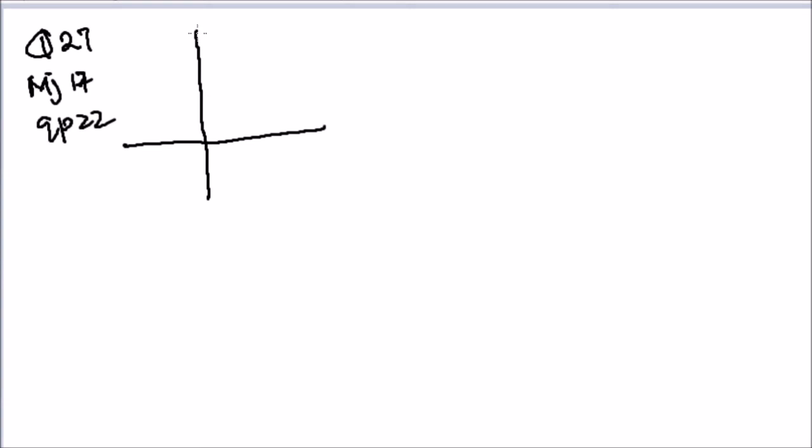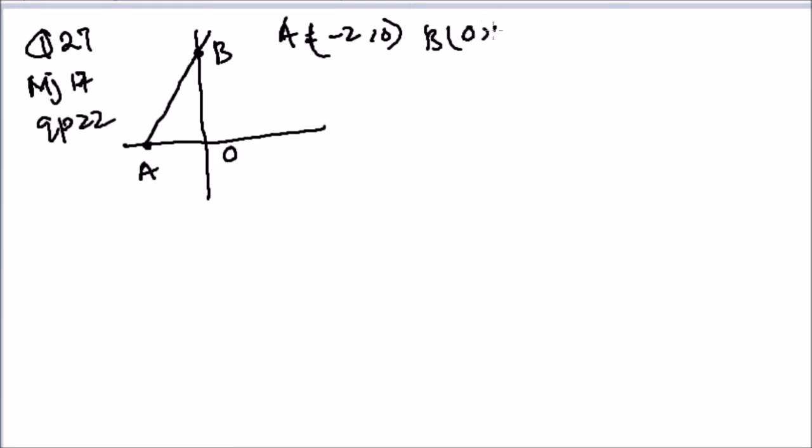This point is point B and this point is point A. There's a line here, AB. This point is origin O. Point A is -2 and 0. Point B is 0 and 4. Find the equation of the straight line joining point A and B.